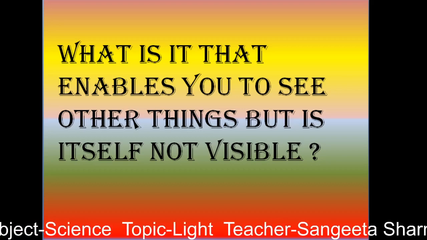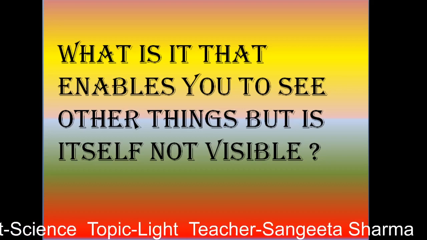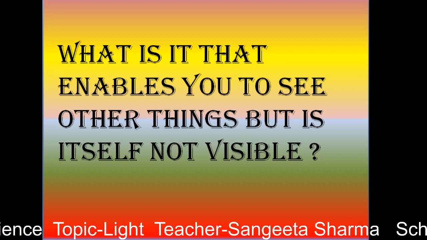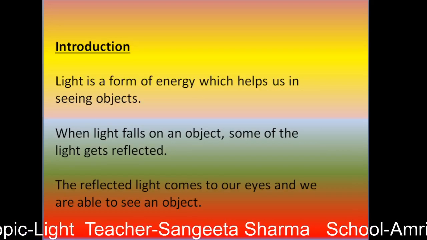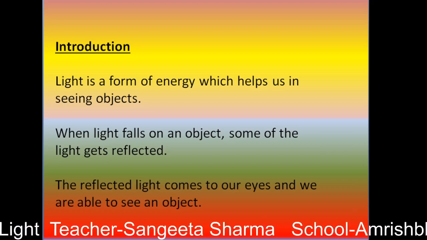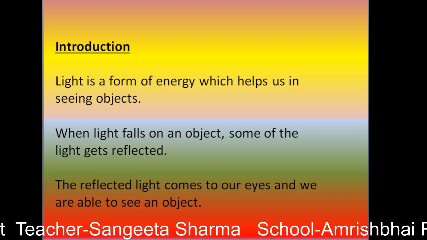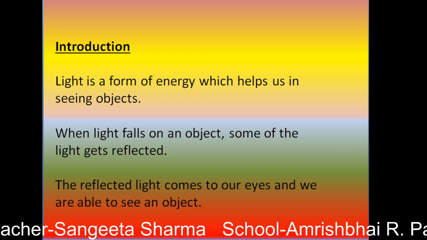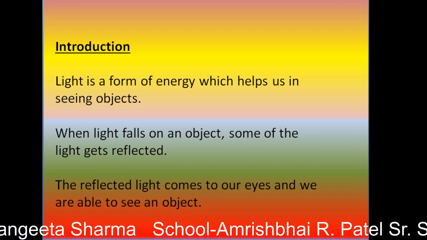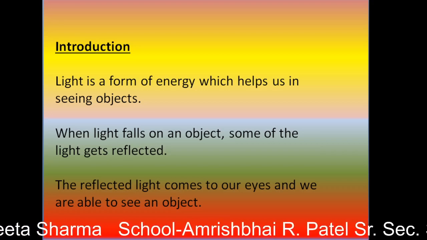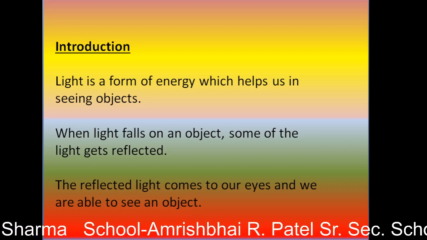So what is it that enables you to see other things but is itself not visible? Can you answer this? Yeah, it's light. So light is a form of energy which helps us in seeing objects. When light falls on an object, some of the light gets reflected and the reflected light comes to our eyes and we are able to see.